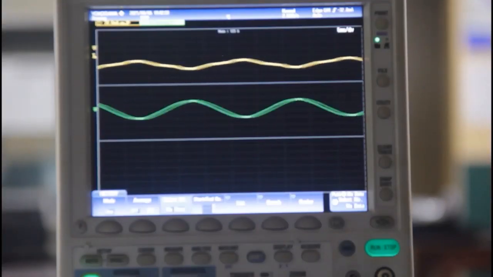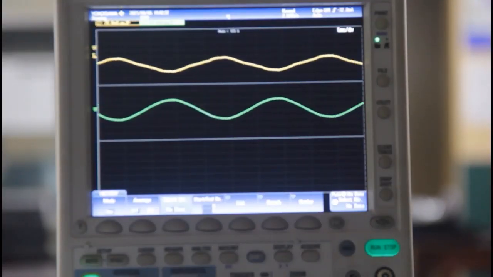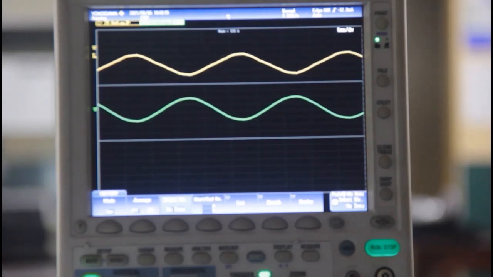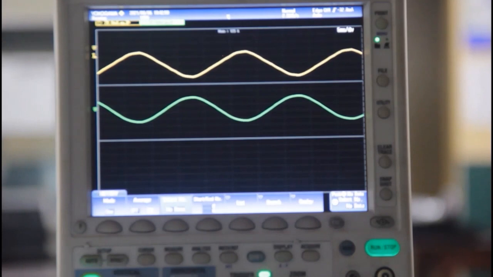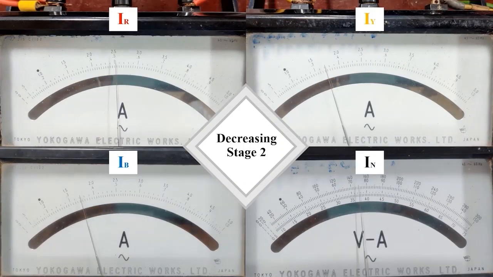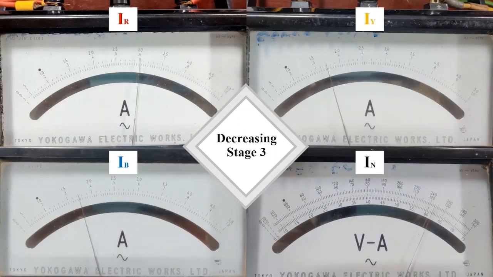Here you can observe the neutral current waveform changes gradually when resistance is decreasing. Draw the neutral current waveforms in each step on part 3 of the observations. Observe the phase currents and neutral current readings in each stage. Compare with the balanced system. Fill the table in the observation sheet with readings.